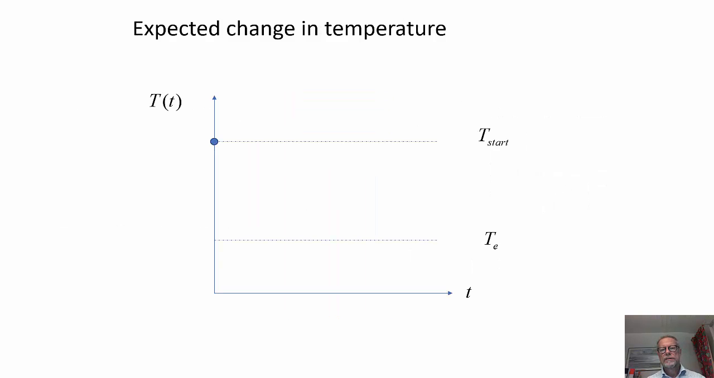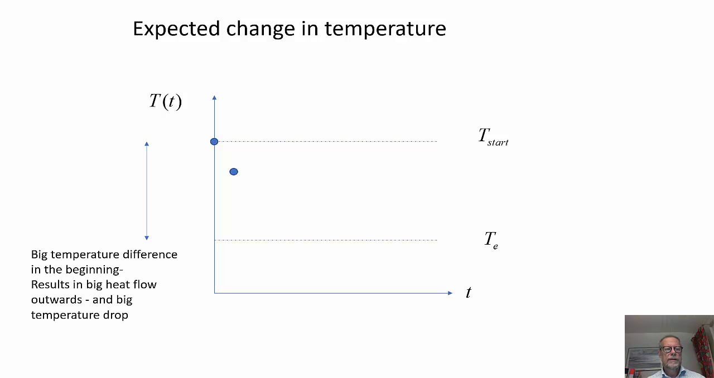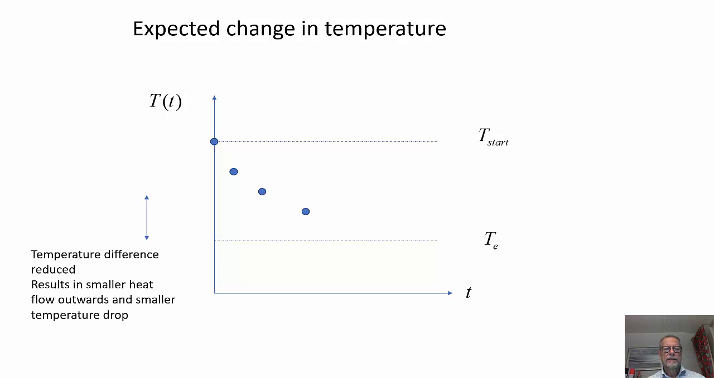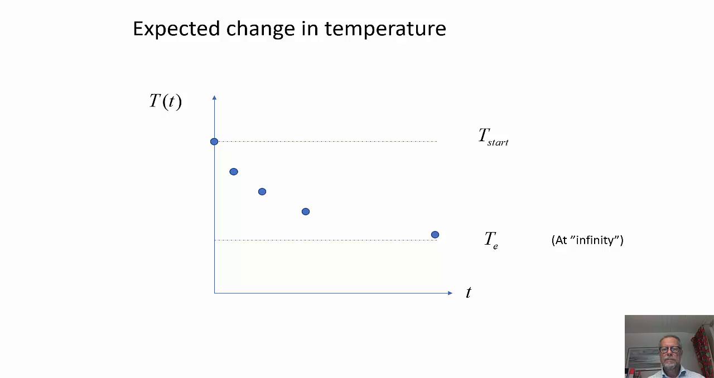This diagram shows how the temperature is changing in time, and at time 0 we have T start. In the beginning we have a big temperature difference between the body and the surroundings, so we can expect quite a big temperature change during a certain time, while it will diminish as time increases and the temperature difference between the body and the surroundings is not so big anymore. Soon, after some time, the temperature will go down to the ambient temperature.